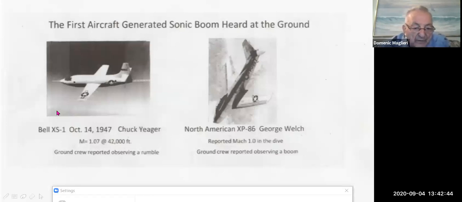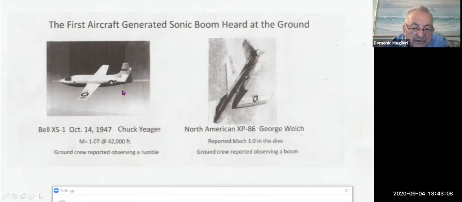Where did it first start? Well, Chuck Yeager said that he was the first in 1947, breaking the barrier at Mach 1.7 at 42,000 feet, with the ground crew reporting hearing a boom. A week before that, North American test pilot George Welch said he put his F-86 into a dive, and he produced a boom on the ground that his ground crew observed.